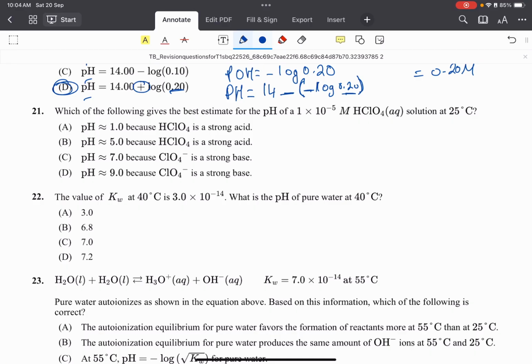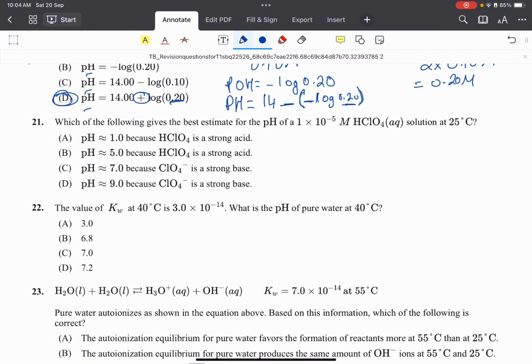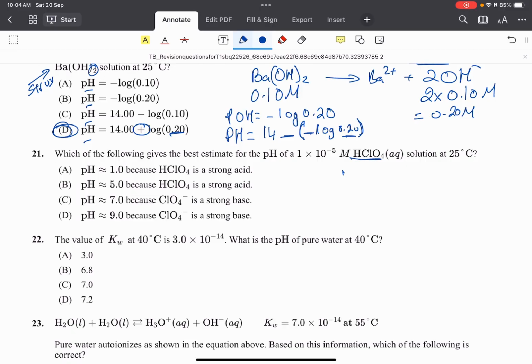Question 21. Which of the following gives the best estimate for a concentration, a small concentration of a strong acid? Okay, so here, that's a strong acid. So it's going to fully ionize to obtain the same amount of H plus and ClO4 minus. So they want to calculate pH. So you find the pH, minus log of this value equals 5. Here we go. Here's the answer. It's a strong acid.